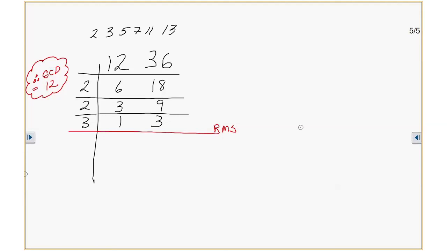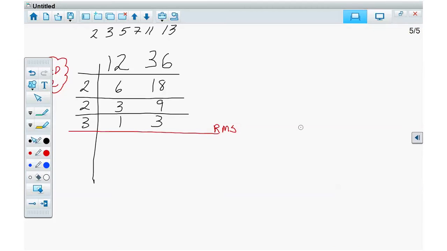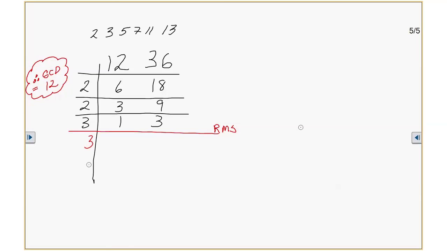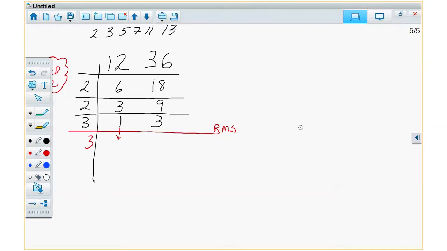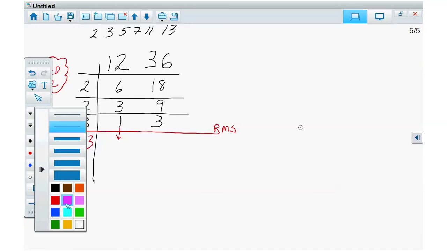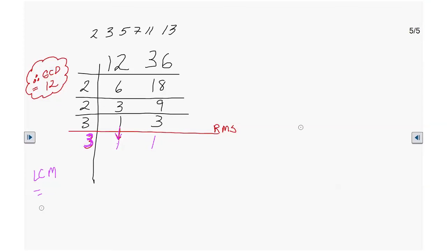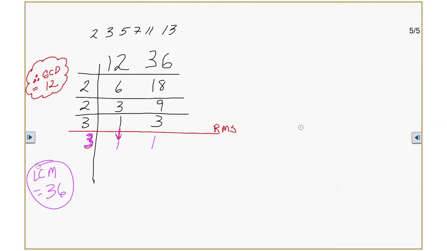All right, so now we're going to take our magic pen. All right, so now we're going to divide by 3, and that's going to bring down, it's supposed to be magenta, hello. Ooh, that flashes. 3, that comes down, and 3 goes into 3 one time, so our least common multiple is equal to 3 times 12, which is, that's all there is to it.